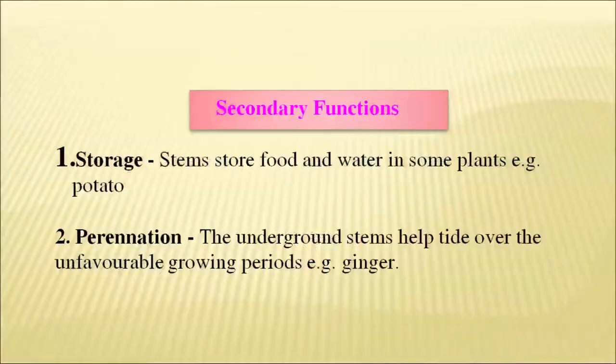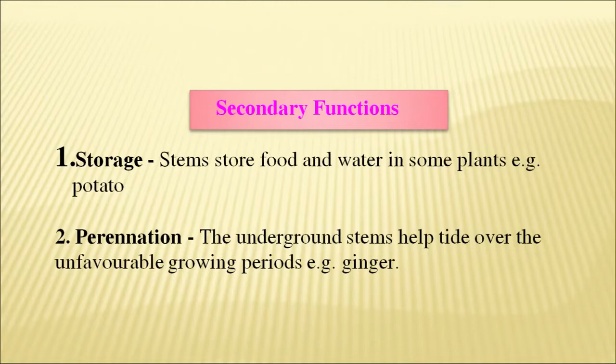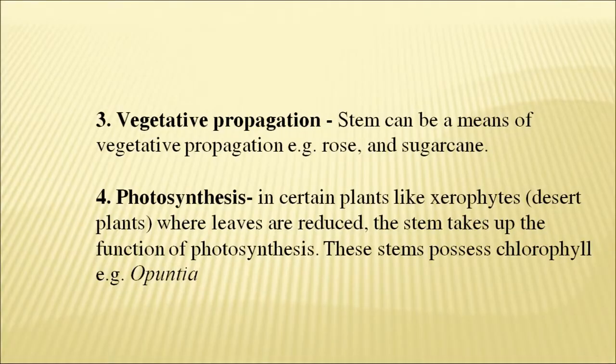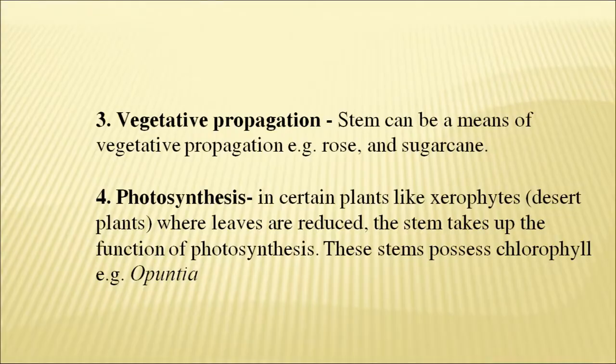It bears flowers and fruits as well, and storage is a secondary function. Perennation means tiding over the unfavorable growing period, for example in ginger and many other plants. Vegetative propagation means the stem itself can give a new plant. For example, in rose, if you remember, we cut a stem and put it in the soil and plant it, and so it is with sugar cane. We take small internodes of the sugar cane, put them in the soil, and the buds present on the node can become the future plant.